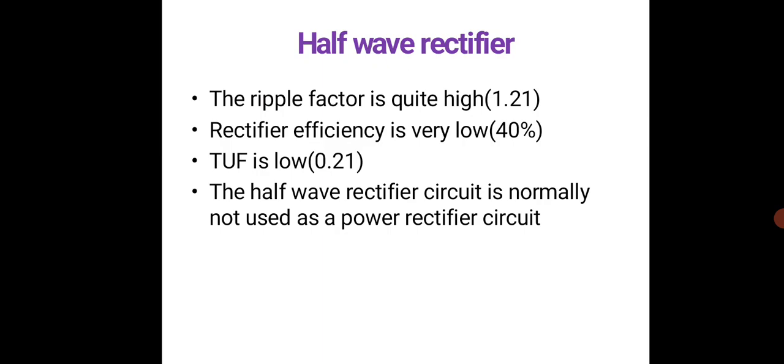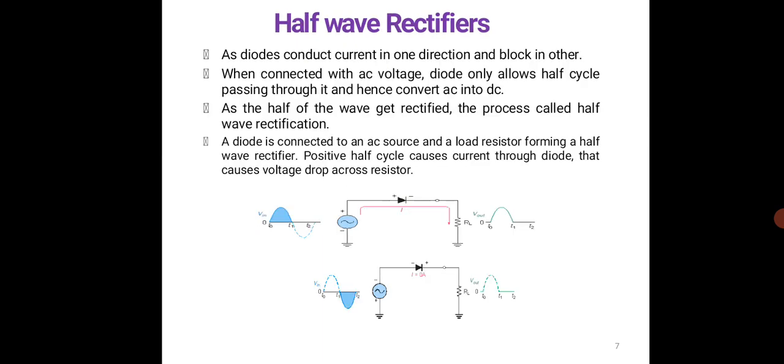For the half wave rectifier, there are certain important parameters. The ripple factor is quite high, the efficiency is very low, and the utilization factor is also very low. So the half wave rectifier circuit is normally not used as a power rectifier circuit. A diode conducts in one direction and blocks in the other, so only in one half of the cycle does it conduct.